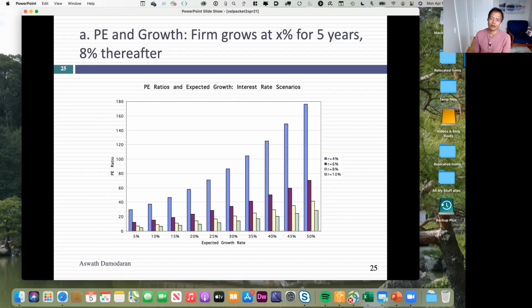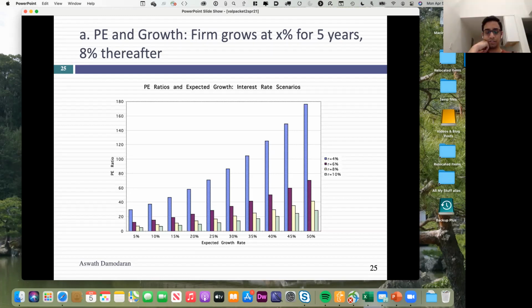So I have 2 questions. One is, intuitively, why is that happening? Why, as my risk-free rate goes up, is my price-earnings ratio getting less sensitive to surprises about growth? Riju, you want to try? Why, as my risk-free rate goes up, am I getting less sensitive to surprises in both directions about growth?